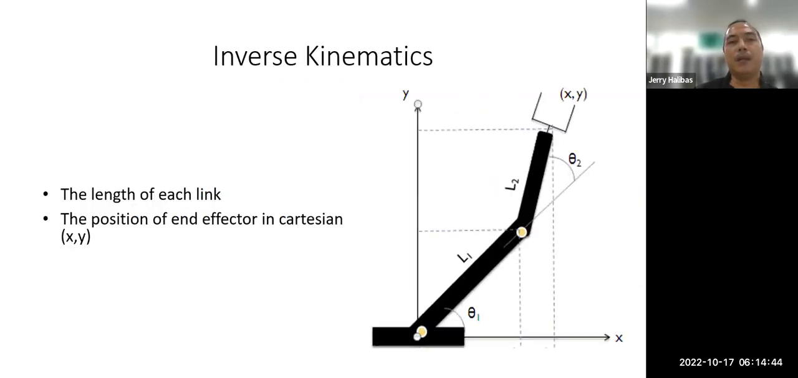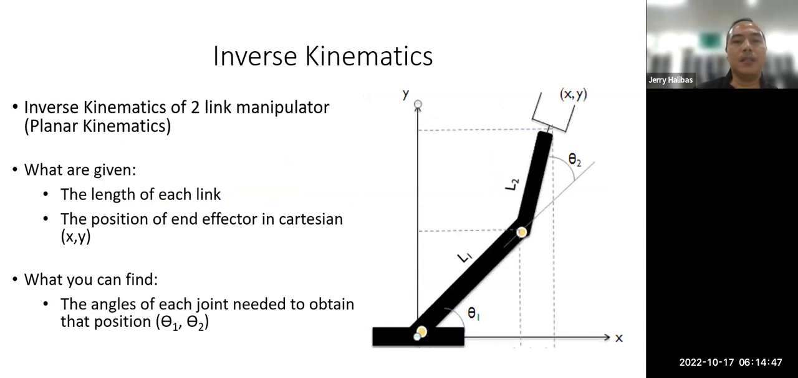Simple lang ni. Okay, this is reversed. So this time, it's inverse kinematics. So the same drawing, the given is the length of each link and the position of the end of the vector. Given your xy coordinates, of course, given L1 and L2. Then, what you will find are the angles, theta 1 and theta 2. That's why it is called inverse, because it's the other way around of the forward kinematics.